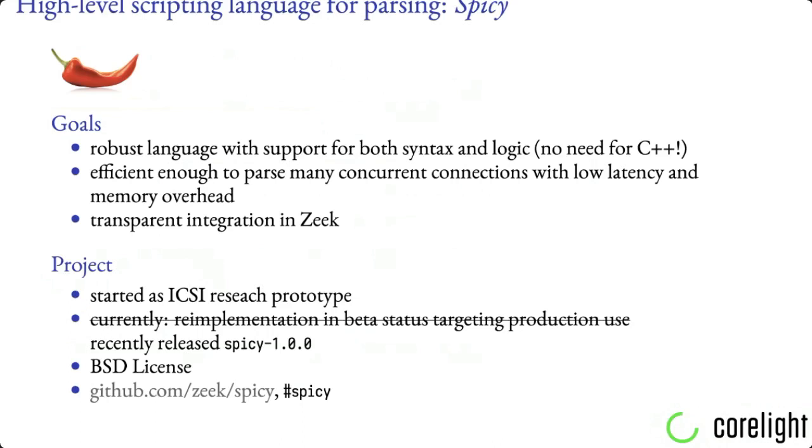So another idea that Robin and other folks started is developing a high-level scripting language for parsing. The goal would be to give users a robust language where you can at the same time express some structure and syntax of protocols and some logic without people needing to write C++. It should be efficient, so you can parse many concurrent connections without incurring high latency or memory overhead. And it should be easily integratable into Zeek. So Spicy was started as a research prototype.